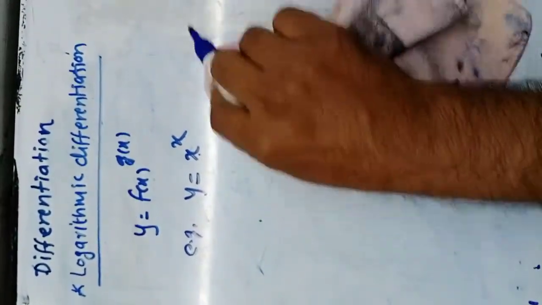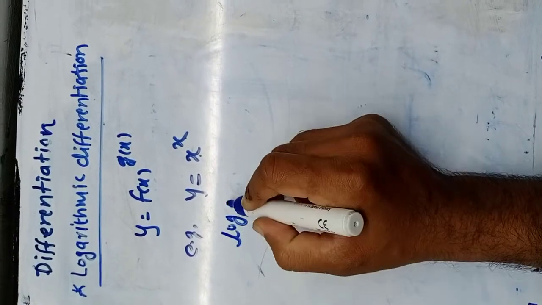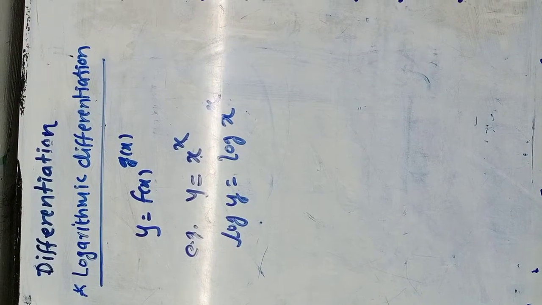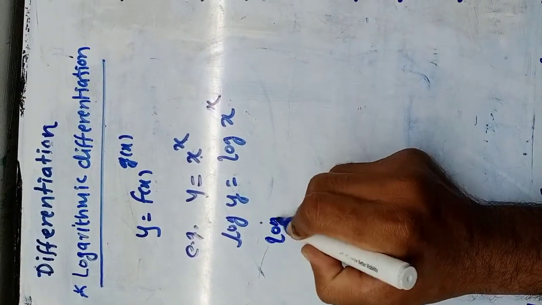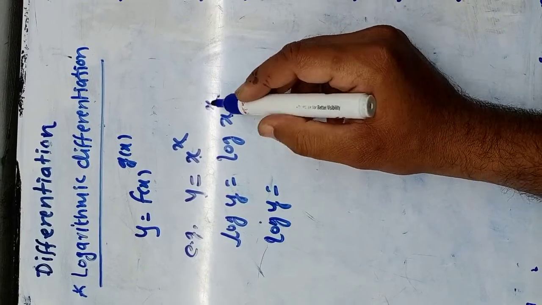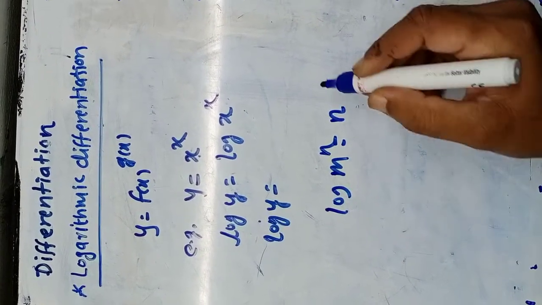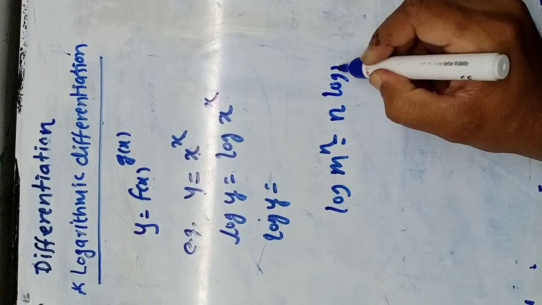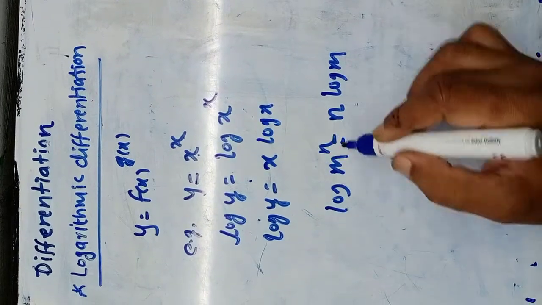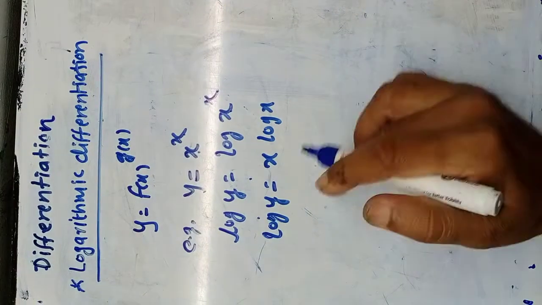By taking natural logarithm on both sides. So suppose I take log on both sides: log of y is equal to log of x to the power x. Now, if we use the rule of logarithm, you know the rule of logarithm: if we have log of m to the power n, we can write this as n log of m. The same way we can write here x into log of x, by taking this x in front. So by this rule we can write this as x into log x.